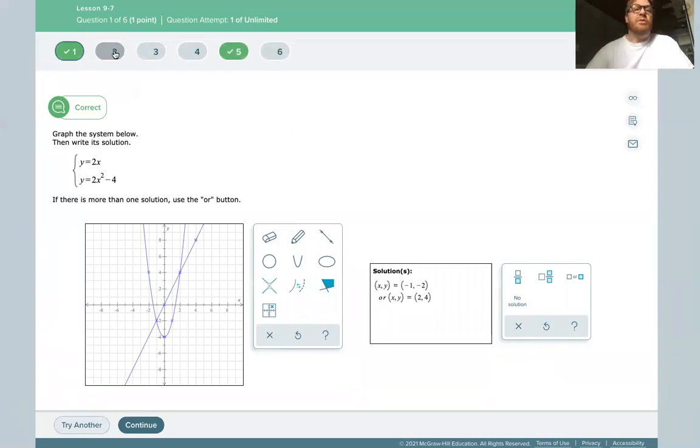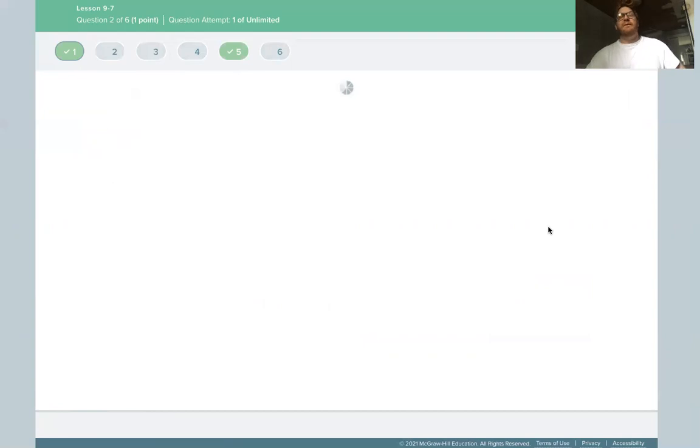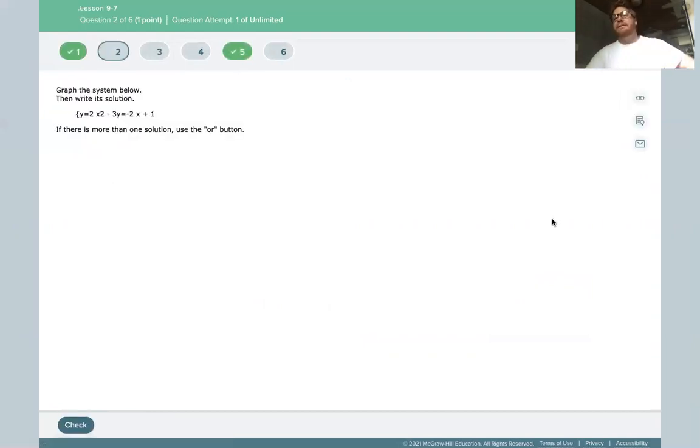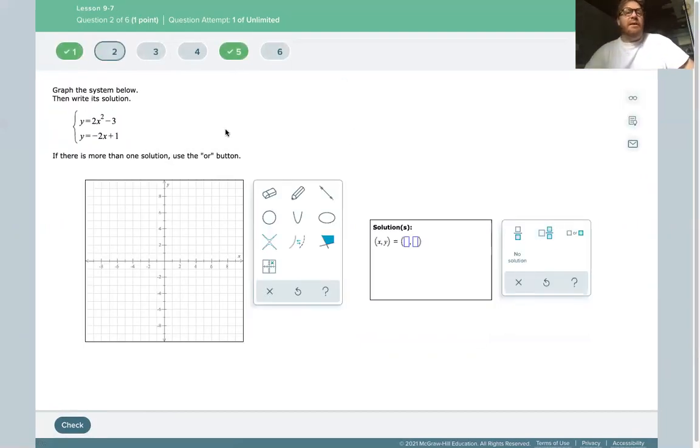All right, let's look at one more. Let's look at number 2, and then we'll stop and do the other one. All right, so same deal. The quadratic's listed first in this one, but that doesn't make a difference. This one, it looks like we have a negative slope on our linear, so instead of going this way, it's going to be going this way.